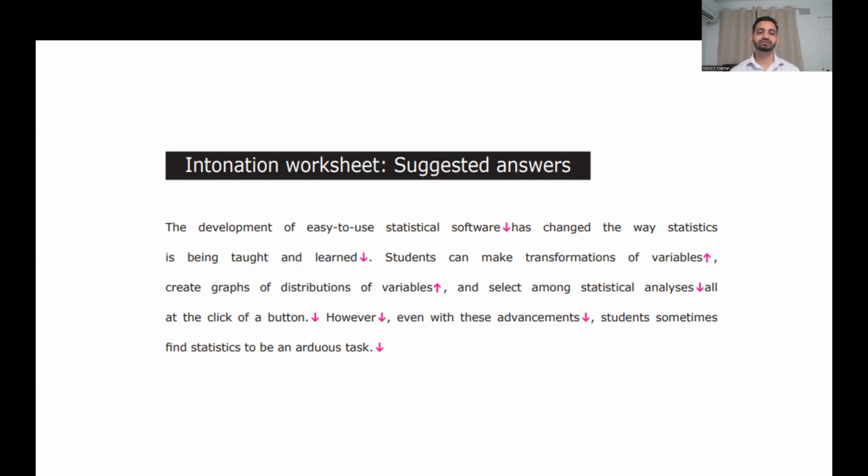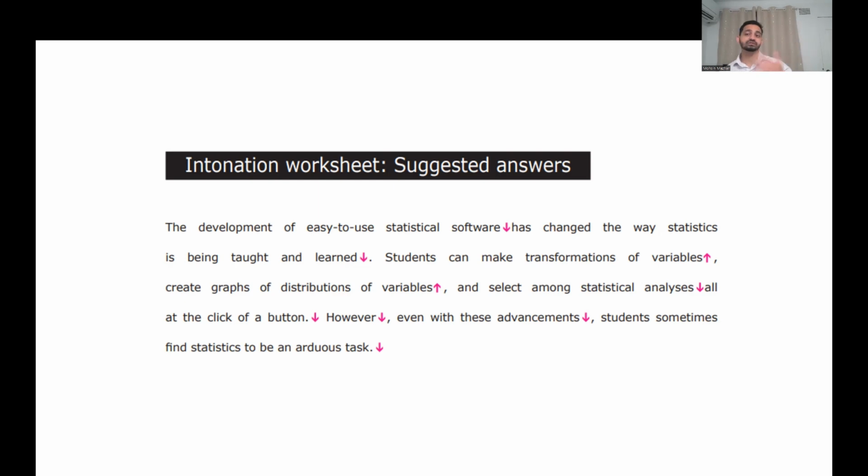The development of easy-to-use statistical software has changed the way statistics is being taught and learned. Students can make transformations of variables, create graphs of distributions of variables, and select among statistical analyses, all at a click of a button. However, even with these advancements, the students sometimes find statistics to be an arduous task.